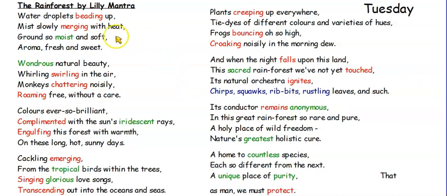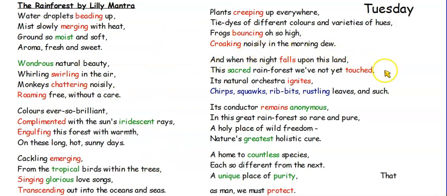So we've got some really powerful verb choices, some really good adjectives. They're the ones in green here. Iridescent is when it's all multicoloured, can't decide on what colour to be. Almost clear, sort of translucent colours that change. You've got tropical birds, glorious love songs. You've got emerging, singing, transcending, engulfing, some great words, chattering, and then some more over here.